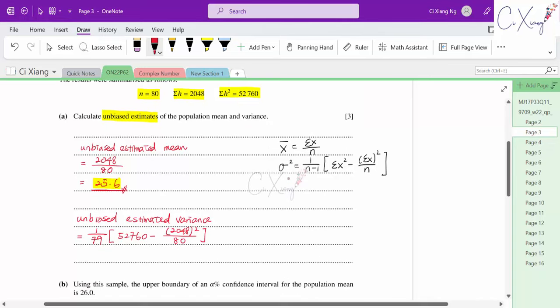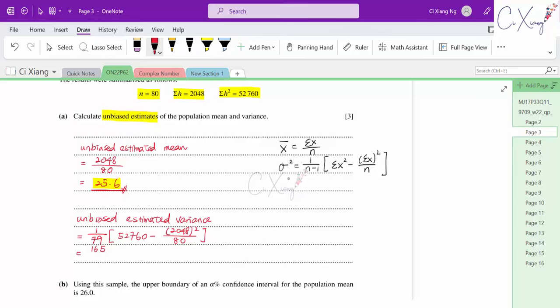Again, by pressing the calculator to help us, we will have the answer. In fraction form, that will be 1656 over 395. Or you can change it to a 3 significant figure answer, which should be 4.19. So this is how we answer part A.